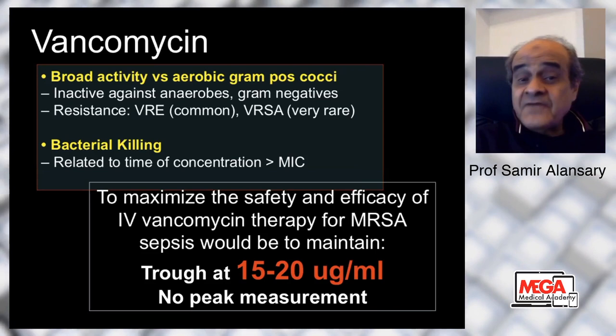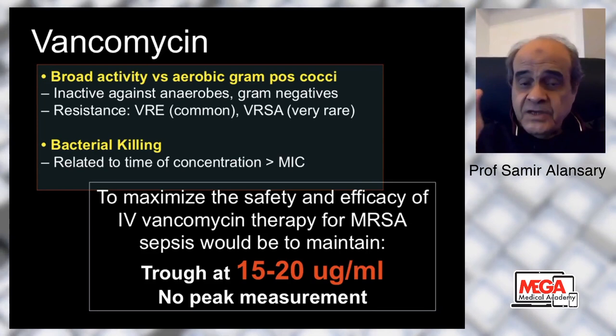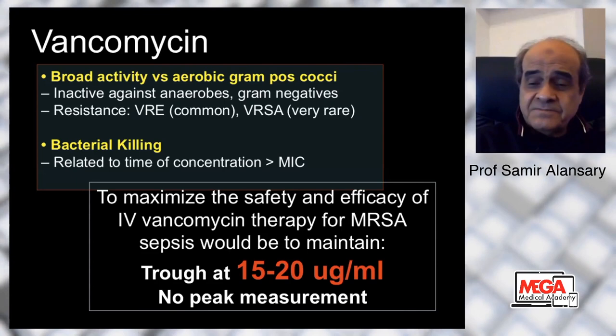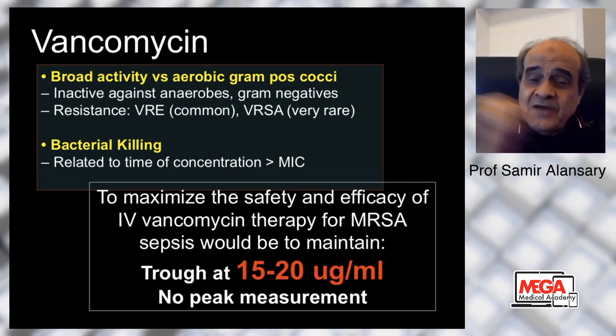This is the optimum therapeutic level of vancomycin in treatment, 15 to 20 micrograms per ml. There is no peak measurement in vancomycin, only trough, and you have to measure the trough after 4 days. When writing the antibiotic, you have to decide at what time you want to measure the trough level, and at what time you want to stop your drug, after how many days.